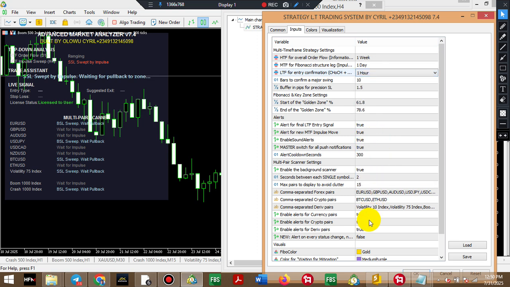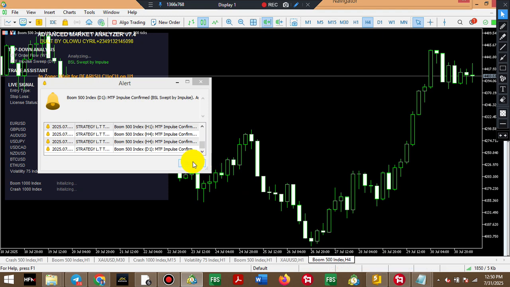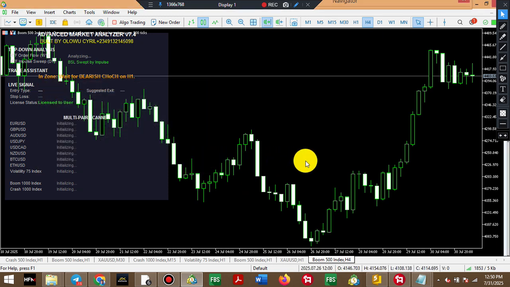So when we are done, we click OK. Now mind you, we are no longer on the H4, H1 scenario. You can see from the dashboard that the information has changed. It said in June we have BSL, that means buy side liquidity has been swept. This is talking about daily. It said buy side liquidity has been swept, so we should be expecting a change of character on H1.